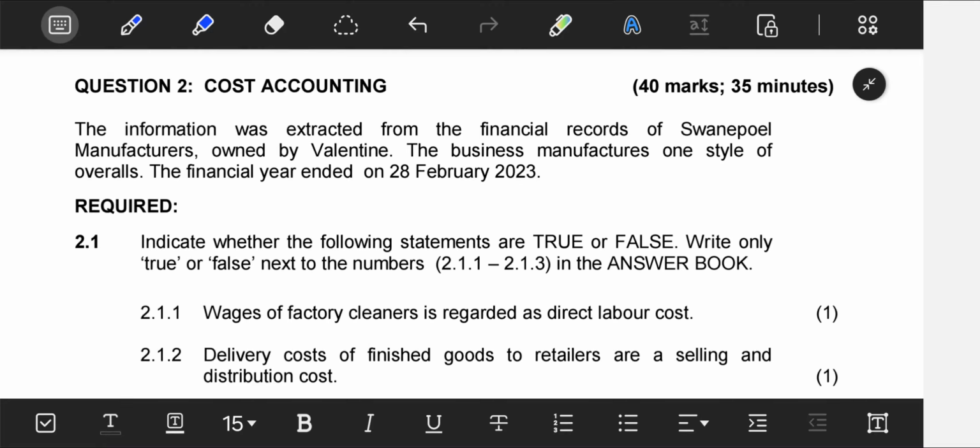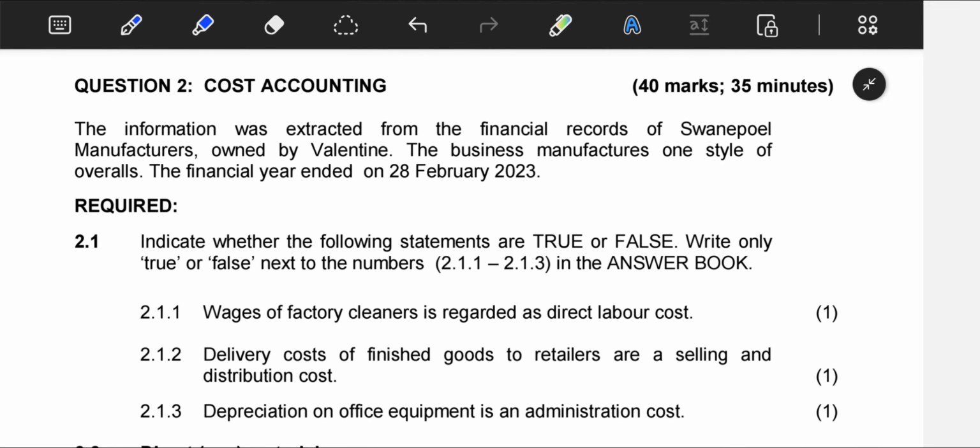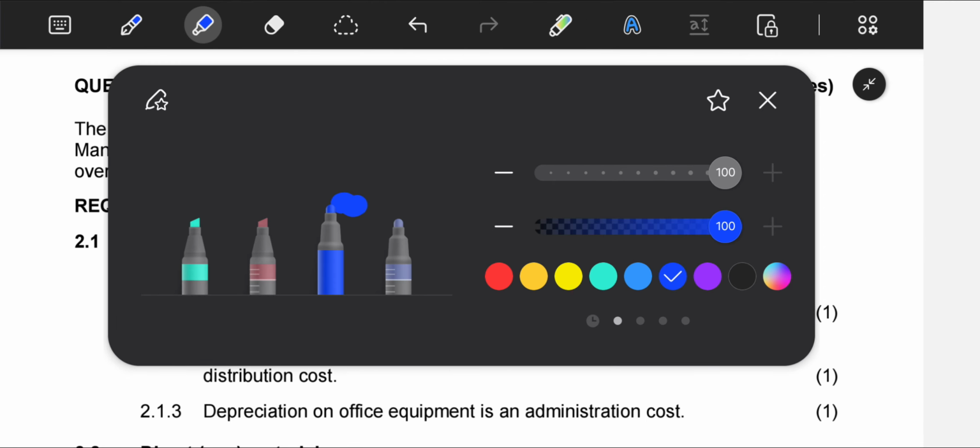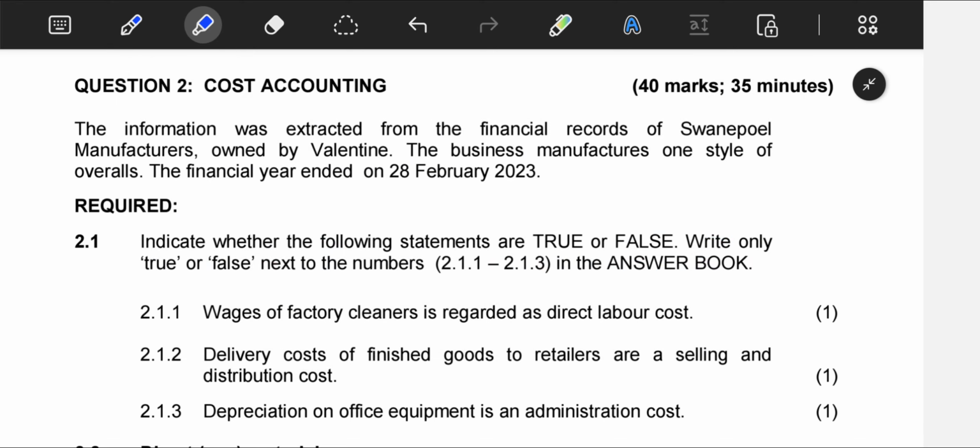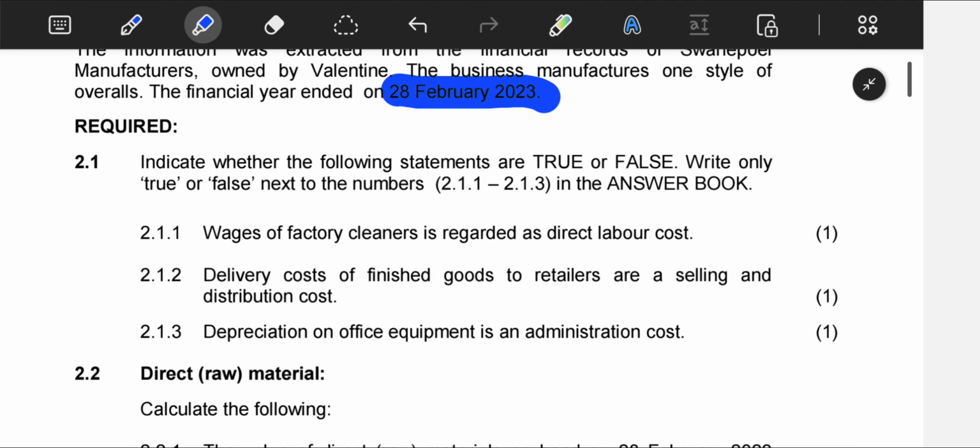Remember, you have to note the date of year end is 28 February 2023. Right. Indicate whether the following statements are true or false. Write only true or false next to the numbers in the answer book.